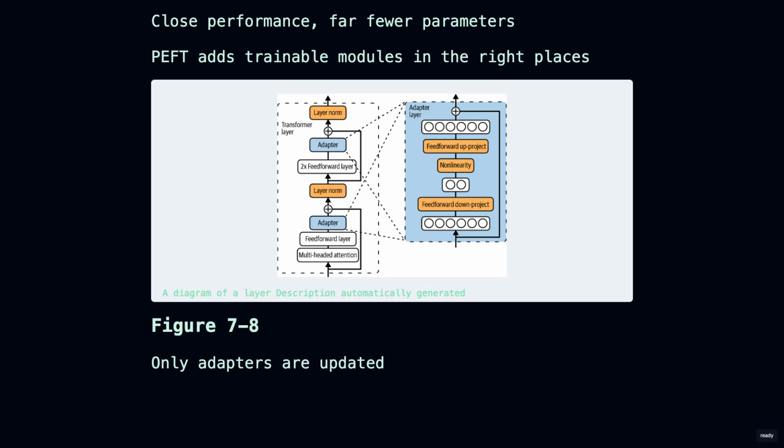During fine-tuning, the original weights remain frozen and only the adapters move. The result is impressive, near full fine-tuning performance on GLUE, with only a tiny fraction of the trainable parameters.